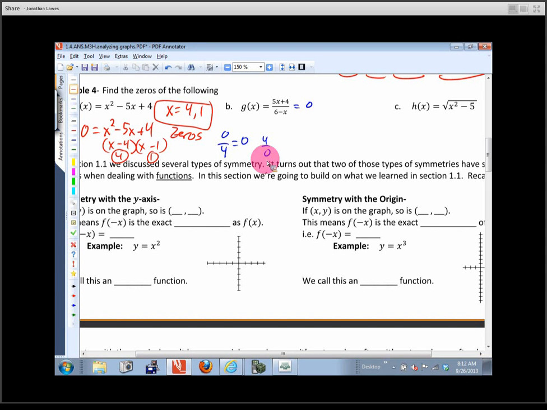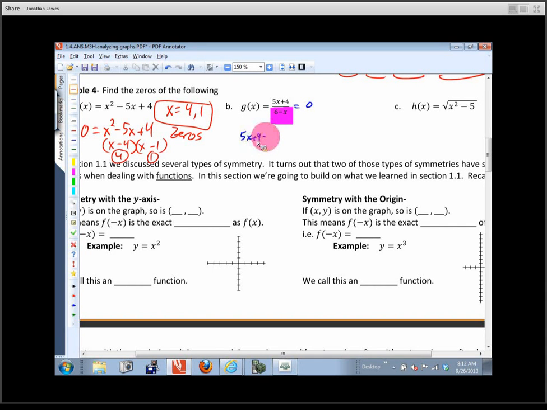Okay? We want it to be equal to 0. It doesn't matter what the bottom is, as long as the bottom's a number other than 0, we're okay. So on this problem right here, we basically get to ignore the denominator. We don't have to worry about that. All we're interested in is when is 5x plus 4 equal to 0?